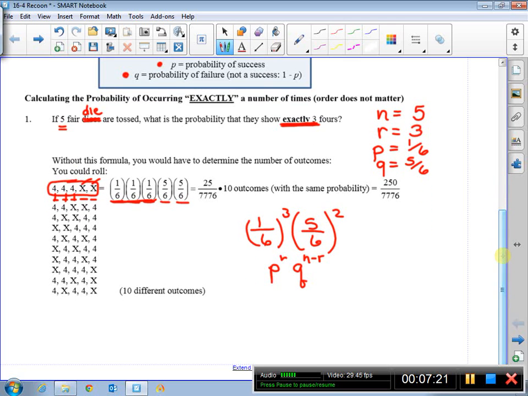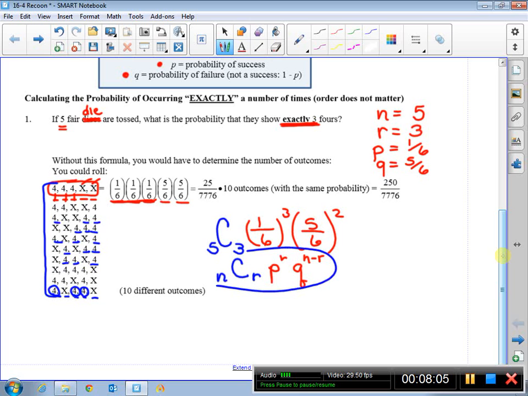Well, it's in the formula because we have 5 slots or 5 different die, and we don't know which of those die is going to show a 4. So this is all the ways that 5 die can have 3 spots filled with a 4. See, 3 spots, 3 spots, 3 spots. So there's that many combinations of these die, and that is n choose r.